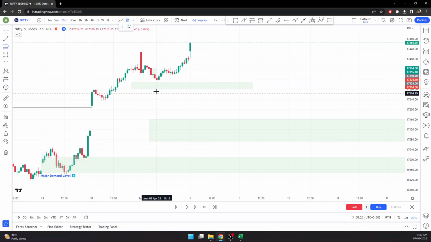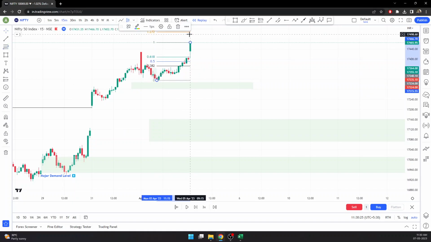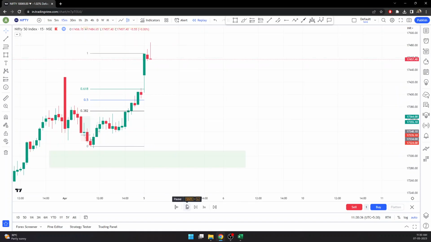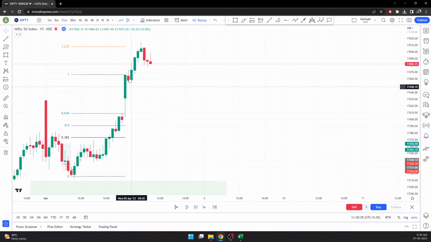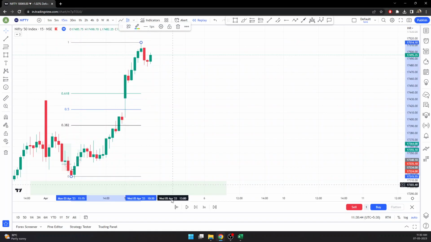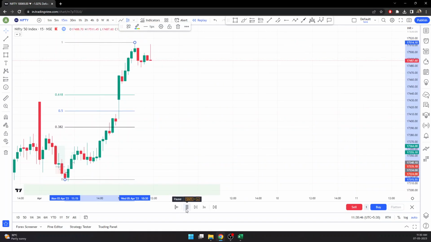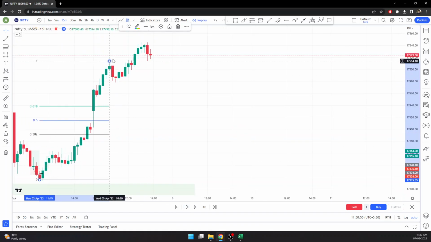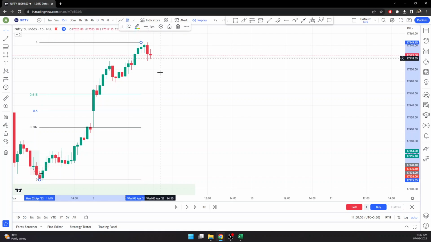So let's mark our fib levels here. If market comes down, we should be looking for the buy entries around these levels. No, so we can see, let's change our levels here. Let's see, yes, it is again going to the upper side. That's fine.